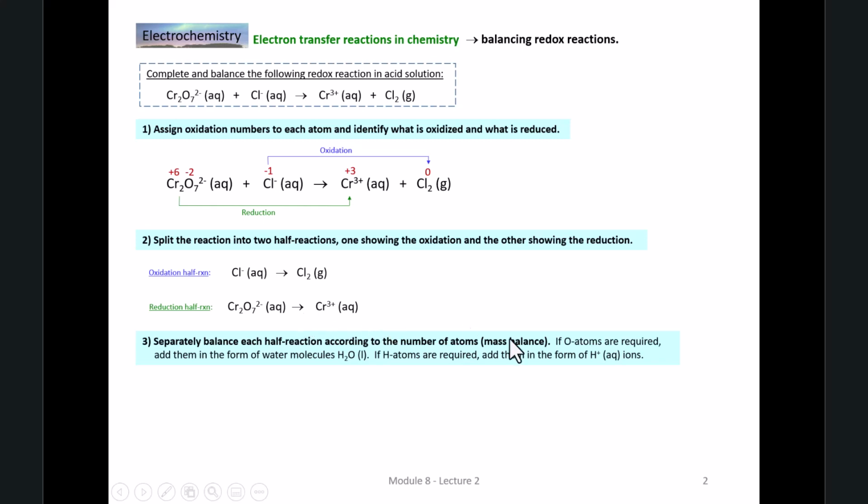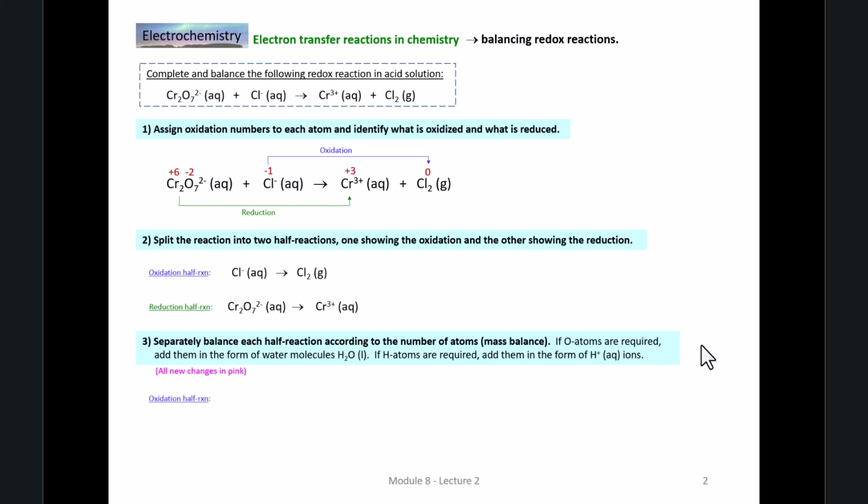Well, if oxygen atoms are required, you add them in the form of water molecules. And if H atoms are required, you add them in the form of H+ ions. Remember, we said this balanced redox reaction is occurring in acidic solution. So it makes sense that if we need hydrogens, it wouldn't be unreasonable to assume we could add hydrogen ions. So let's do that, and the changes will appear in pink here.